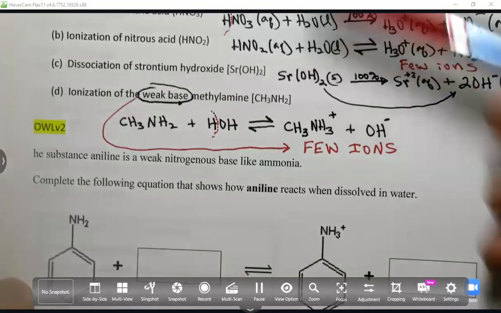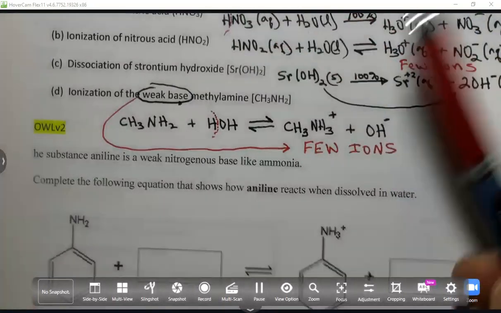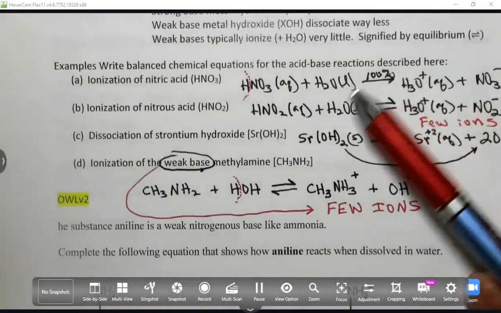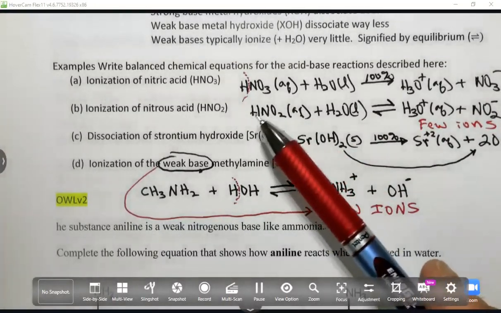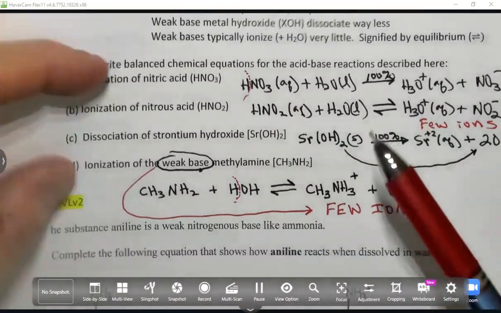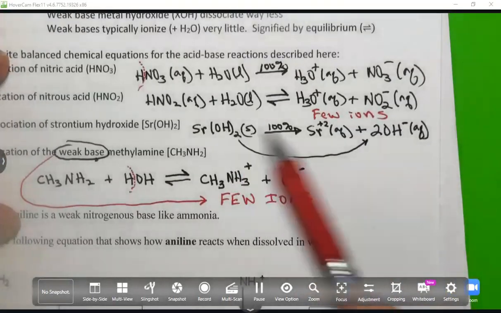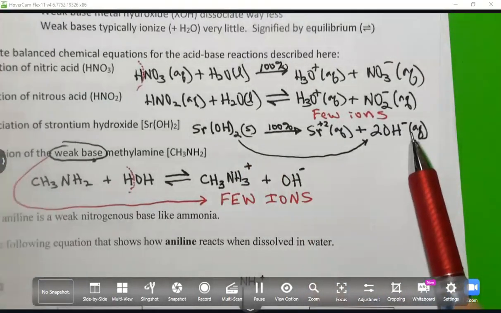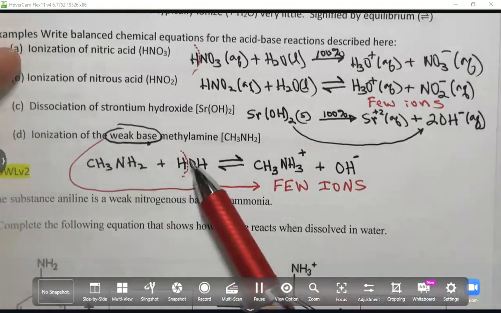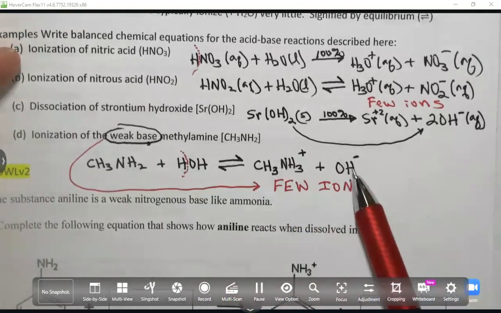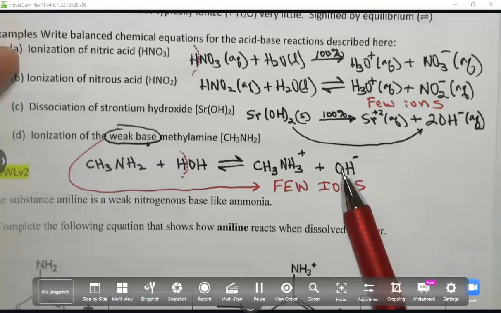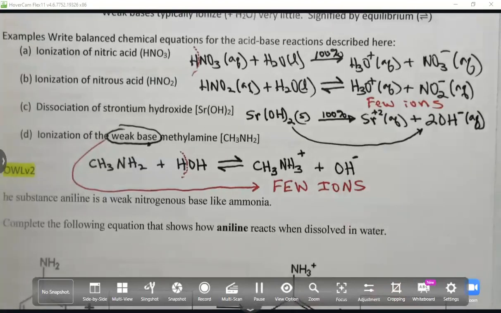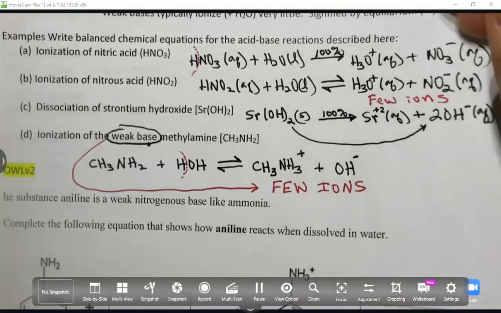Okay, so that's kind of a summary. Strong acid, all of the hydrogens come off. Weak acid, a few hydrogens come off. Strong base, all of the hydroxides go into solution. If you have a weak base, you get few ions and you get a few hydroxides in solution. On your pink sheet, it tells you if you have a strong acid or a strong base as well. Those rules are on there.